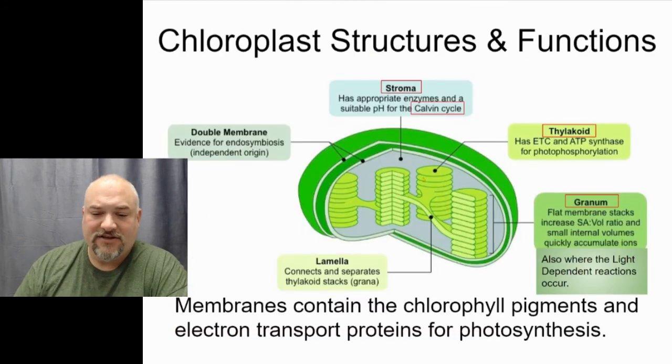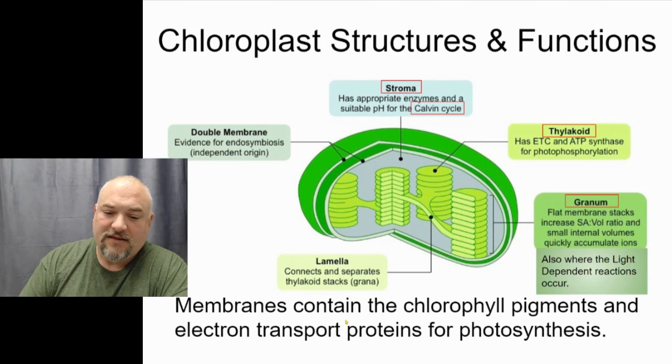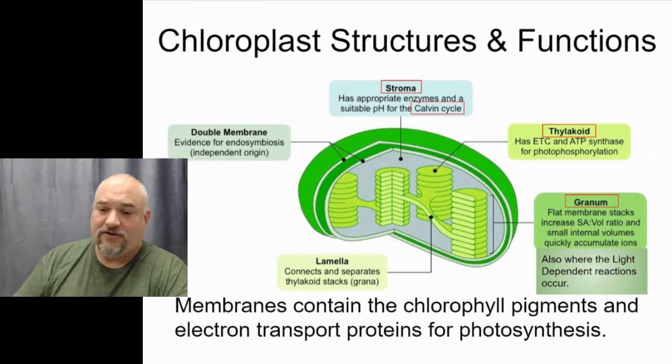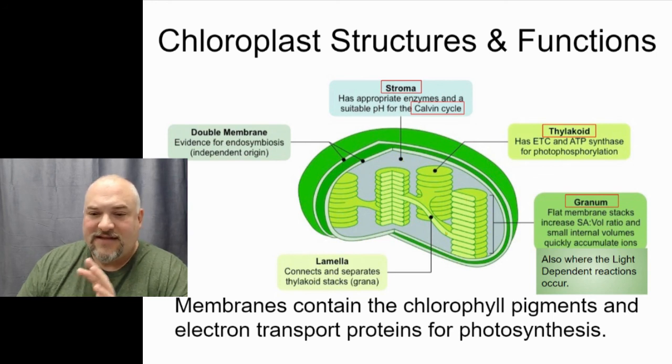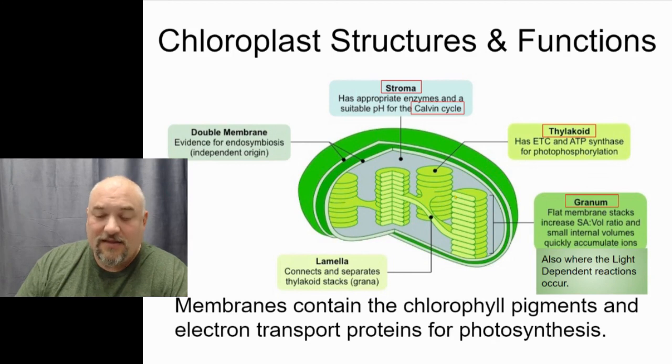Let's take a look at some of the structures within the chloroplast a little bit more specifically. The membranes here contain the chlorophyll pigments and the electron transport proteins that make photosynthesis possible. Now the stroma is the liquidy space around the thylakoids and grana within the chloroplast. That has enzymes and maintains a suitable pH for the Calvin cycle to happen.